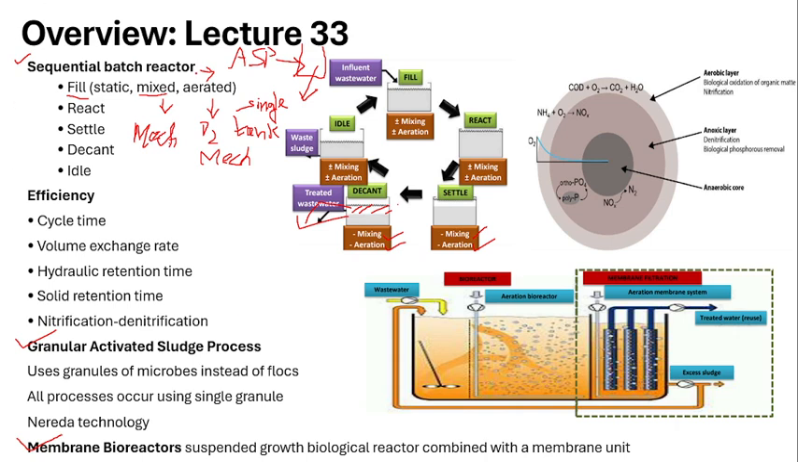Now, the efficiency of wastewater treatment in the sequential batch reactor depends upon many parameters, which include the cycle time. So, how long the detention time is, how long the reaction is going to happen, how long you are going to allow it to settle down. So, all these together, one cycle time, is very important. Usually, it is 4 hours. Okay? And then the volume exchange rate.